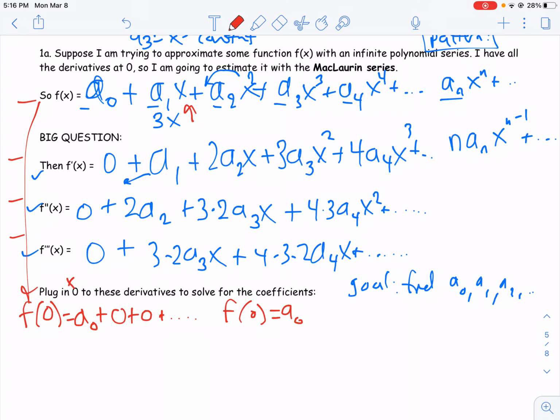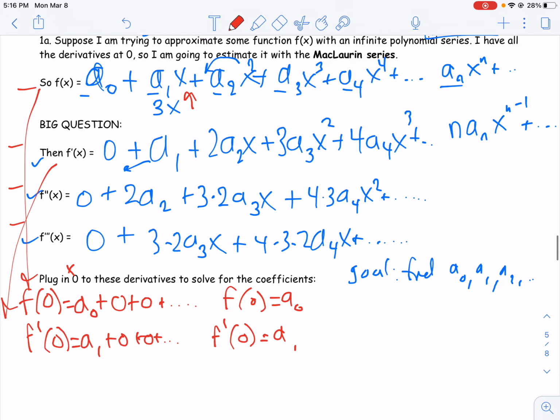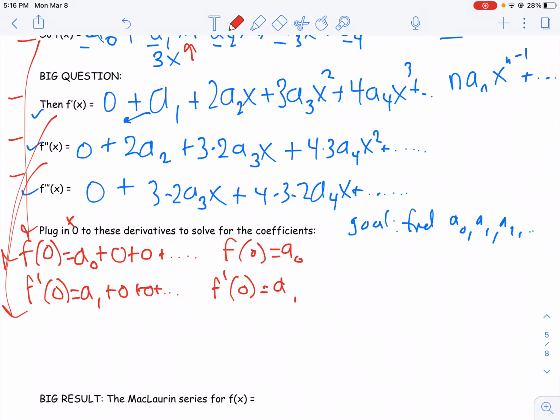Great. Okay, well, let's plug in the f single prime equation. So f prime of 0 is a sub 1 plus 0. Oh my goodness, those are all 0 too. So my f prime of 0 is just the same as a sub 1, the x coefficient. Well, let's keep going with the second equation.